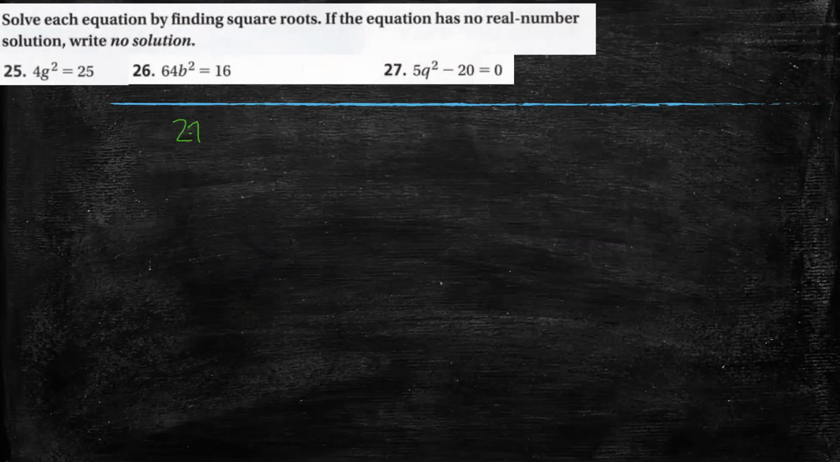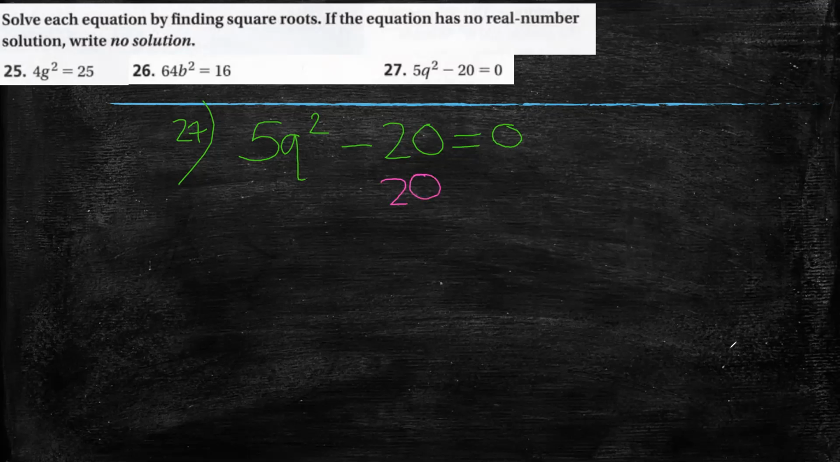Now, in number 27 here, we have 5q squared minus 20 equals 0. To solve it, we must isolate the variable on one side and the number on the other side. What is the number that is added to or subtracted from 5q squared? It's 20. It's subtracted, so we do the opposite, and add. So 5q squared is equal to 20.